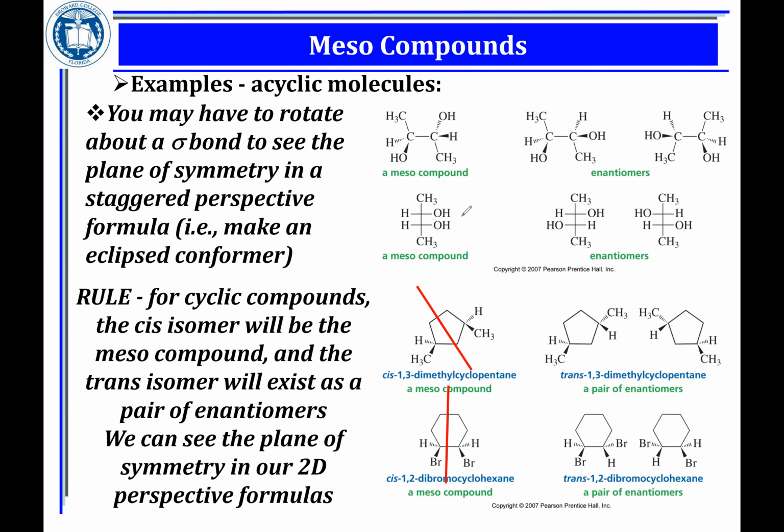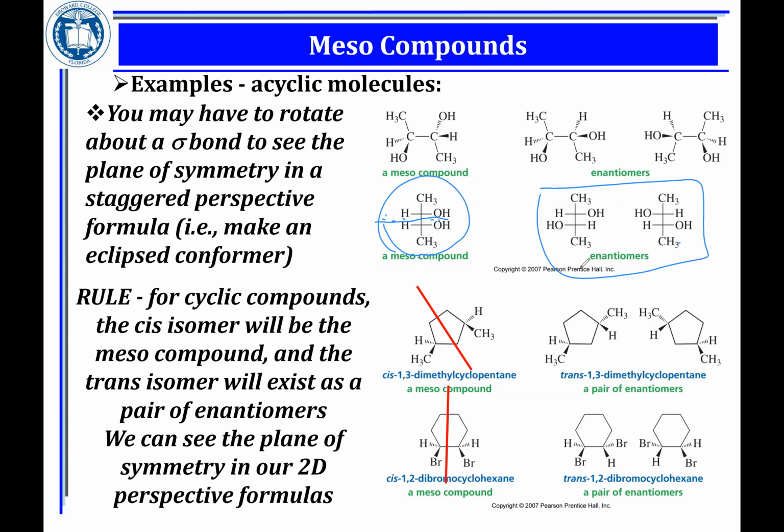This is another example. You have a diol here, and because of the plane of symmetry that you have here, this is a meso compound. But if the OH groups are on opposite sides, then you do have a pair of enantiomers. This is another example.